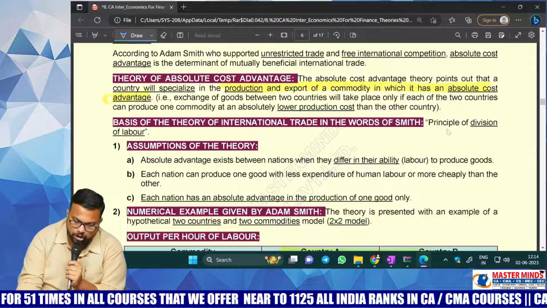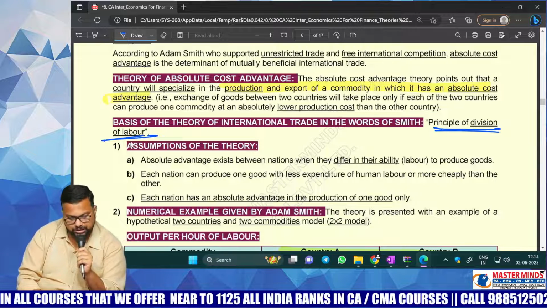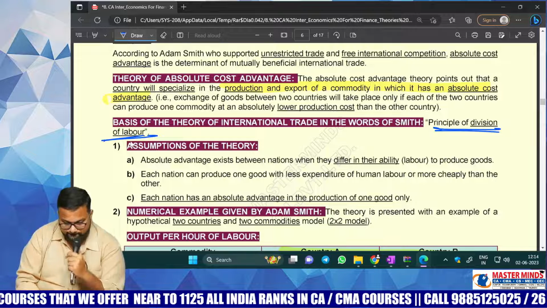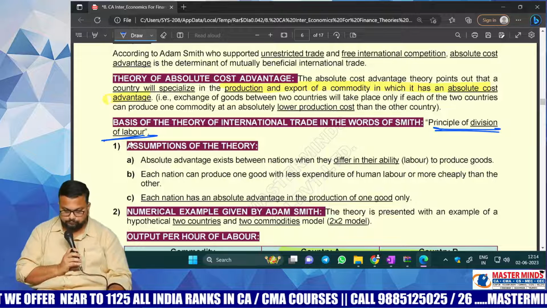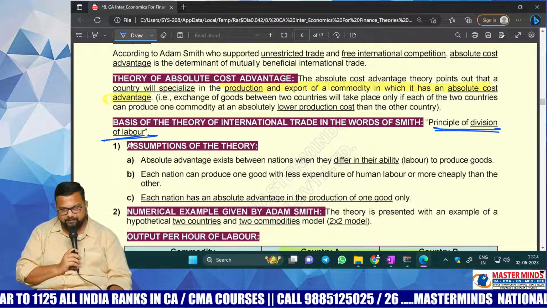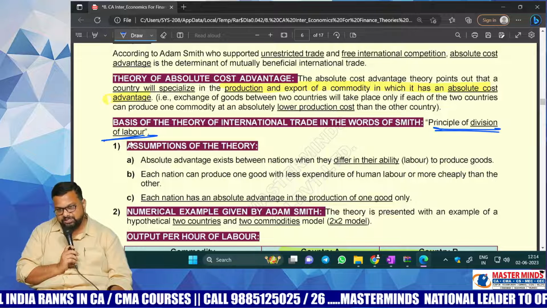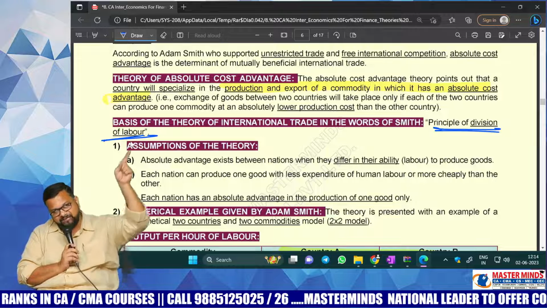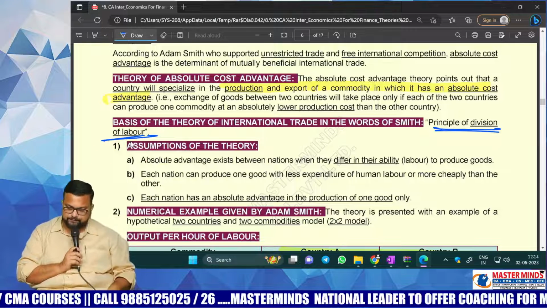Here he focused only on labor. He considered labor as the only factor of production. Next, Nana. Yes, Nana. Every country has labor, but the availability of labor changes from one country to another country. In such a case, definitely productivity will change. When productivity changes, one country has advantage in one good, another country has advantage in another good. Next, Nana.